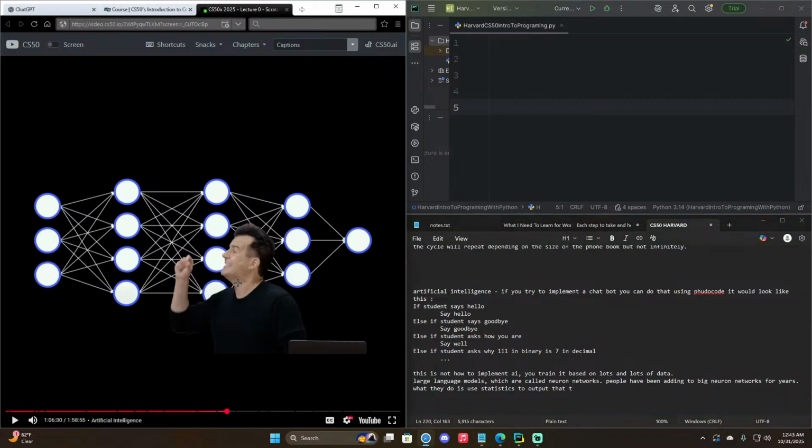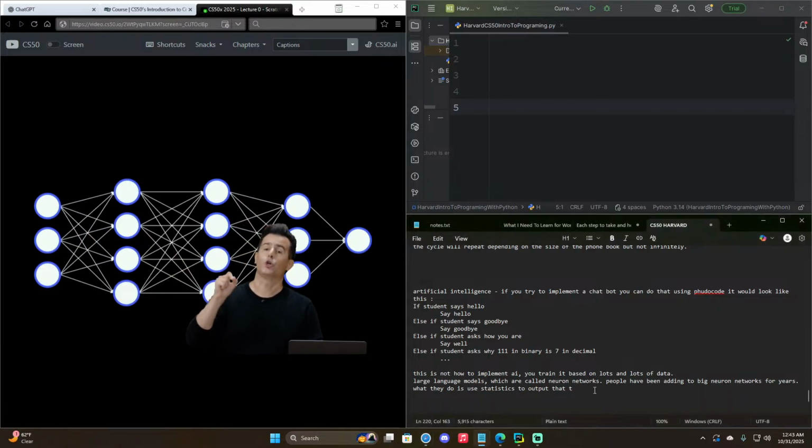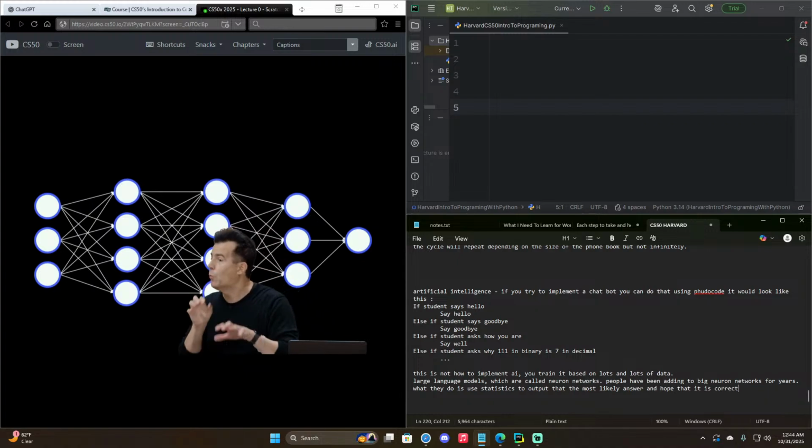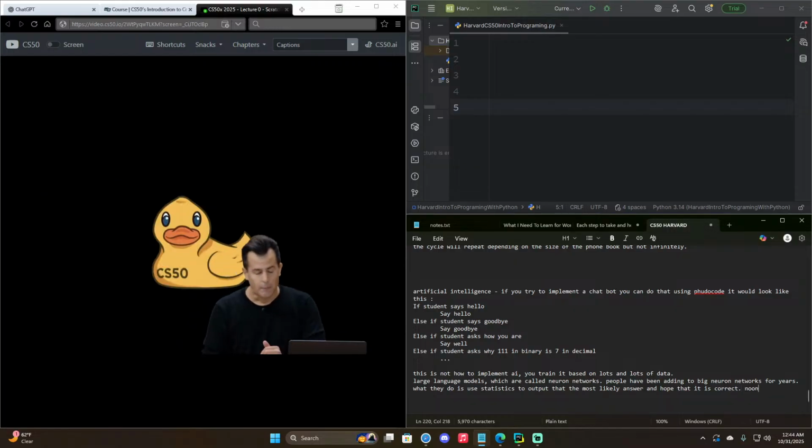Likely answer to this question that's been asked and really just hope that it is correct. There's no programmer at OpenAI or Google or Microsoft that's trying to anticipate every one of these questions we might ask, not only in English, but in other languages as well.